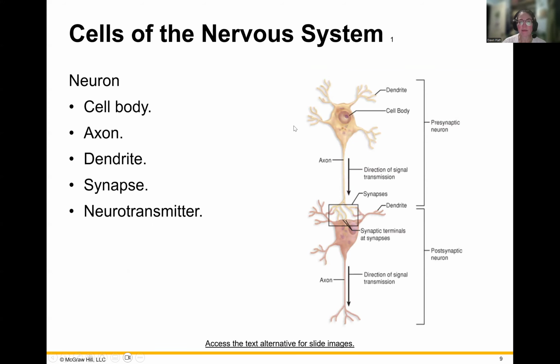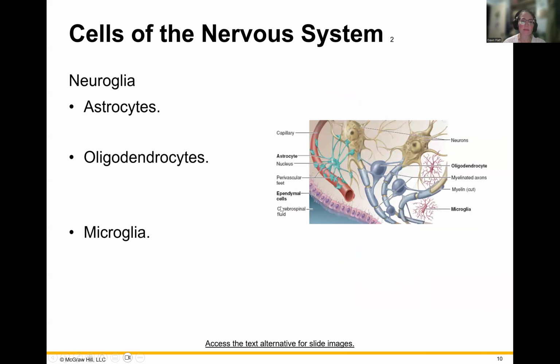The cells of a nervous system: it's a neuron. And you can see here is a pretty big picture of a neuron. In a neuron, it includes a cell body, axon, dendrite, synapse, and neurotransmitter. And every single one of these has different functions. But you can look at that picture on page 265, and there's a bigger picture of the actual neuron in your book. And then this here shows the neurons together and the synapse that attaches them.